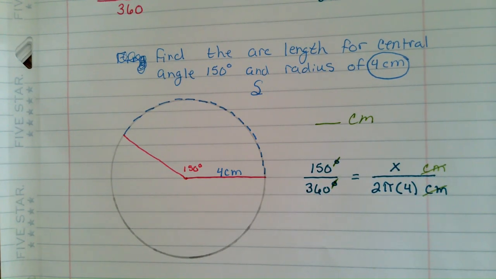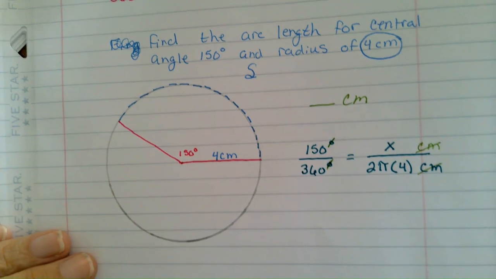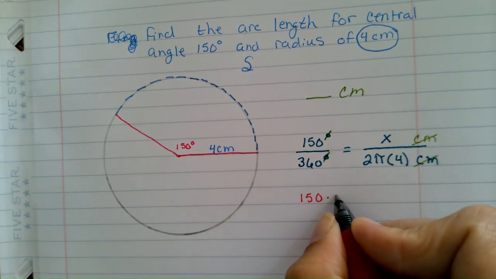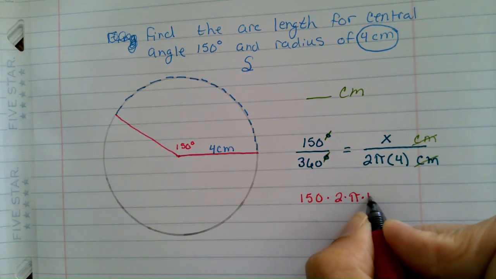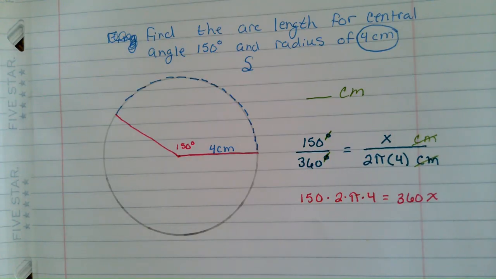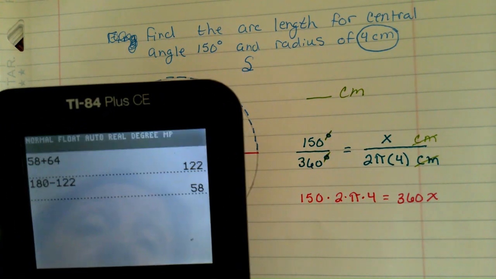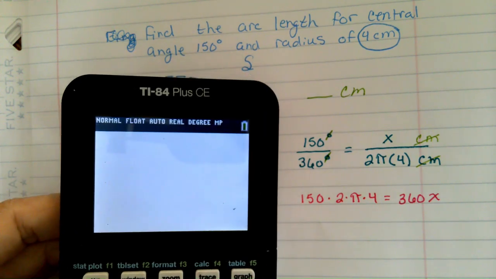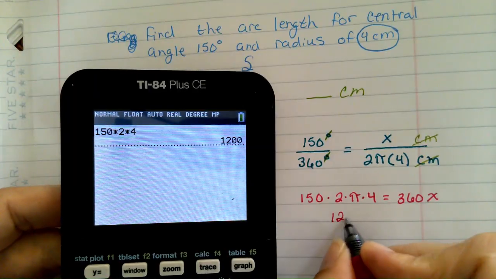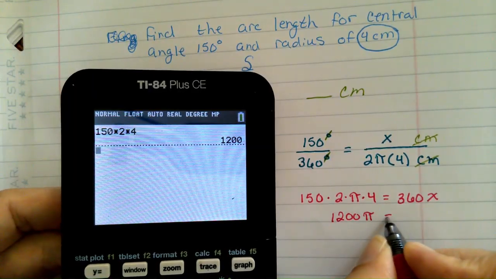I'm going to leave it in terms of pi. Always leave it in terms of pi until the last step, only if they ask you to round. So we're going to do cross products. So 150 times 2 times pi times 4 equals 360x. Now I'm not going to type pi in the calculator. I'm going to type 150 times 2 times 4. So this is 1200 pi equals 360x.